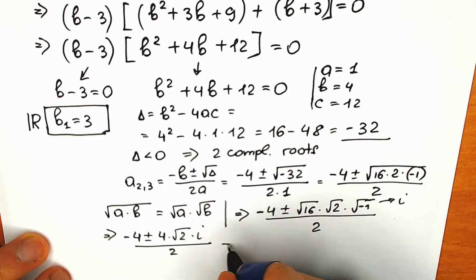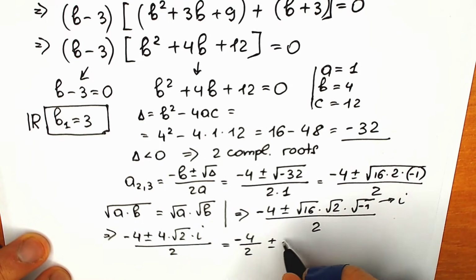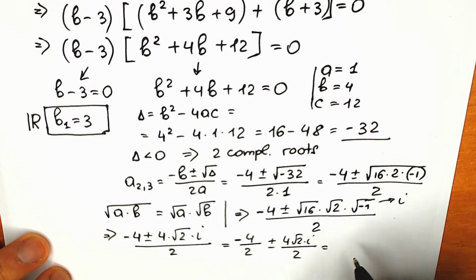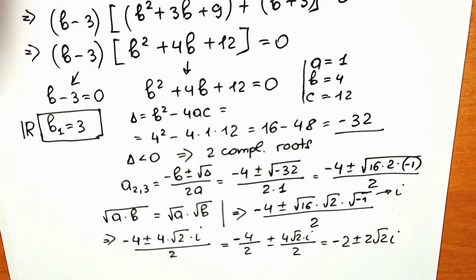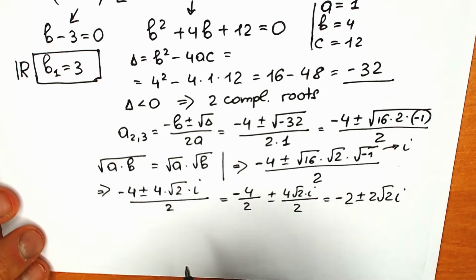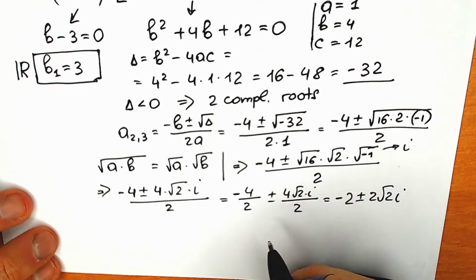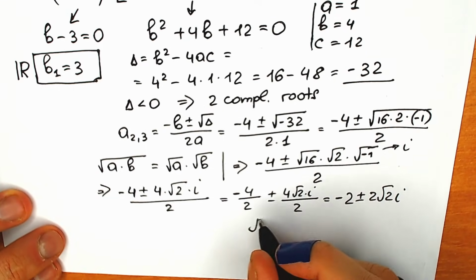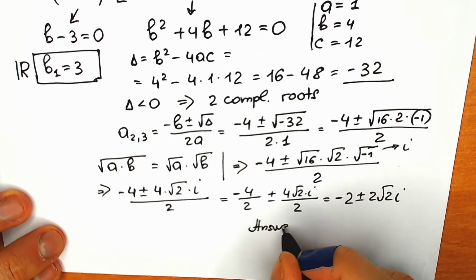So as a result, we have minus 4 divided by 2 plus minus 4 square root of 2 times i divided by 2. Minus 4 divided by 2 equals minus 2, plus minus 2 square root of 2 times i. So these are our two complex roots. Now let's write our final answer and group all of these roots together.